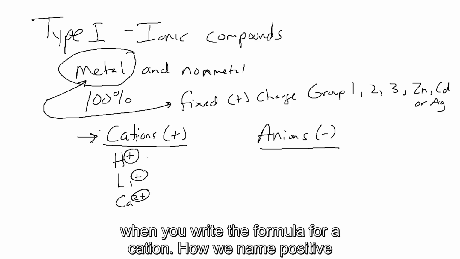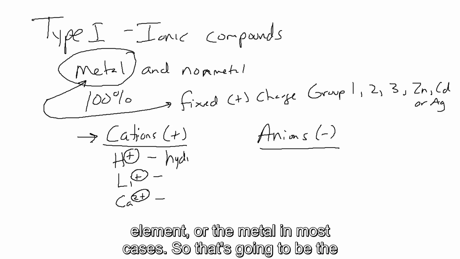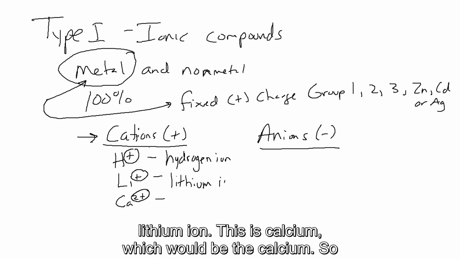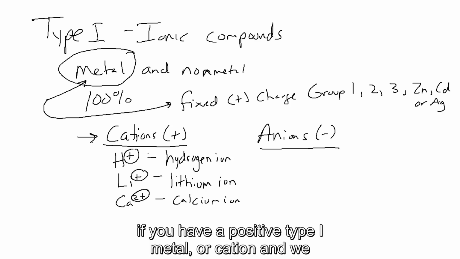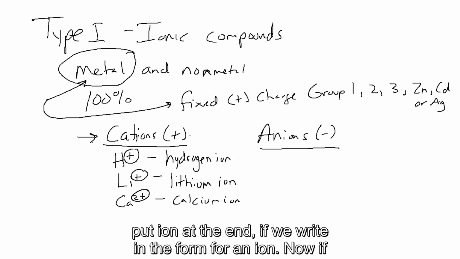How we name positive type 1 cations, we simply use the whole name of the element, or the metal, in most cases. So that's going to be the hydrogen ion at the end. This is lithium, so this would be the lithium ion. This is calcium, which would be the calcium ion. So if you have a positive type 1 metal or cation, we simply use the whole name of the metal, and we put "ion" at the end if we're writing the name of an ion.